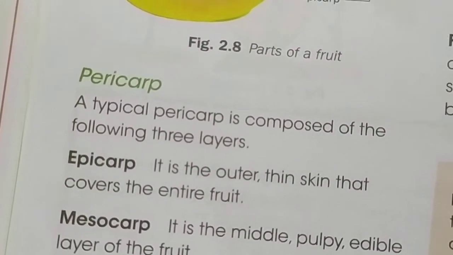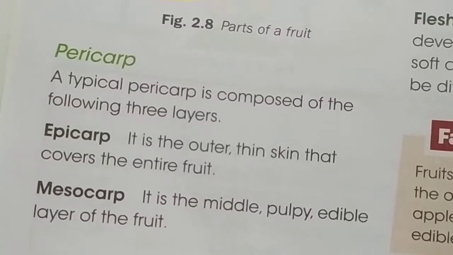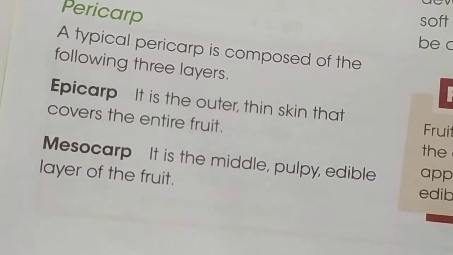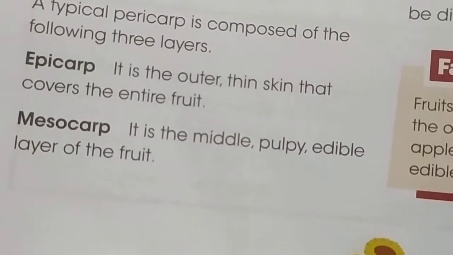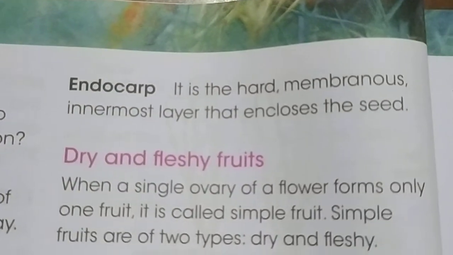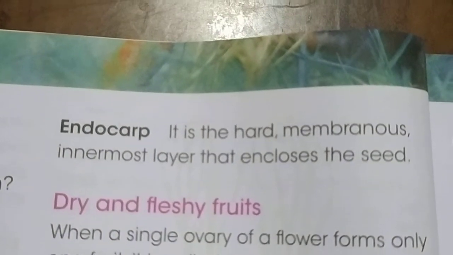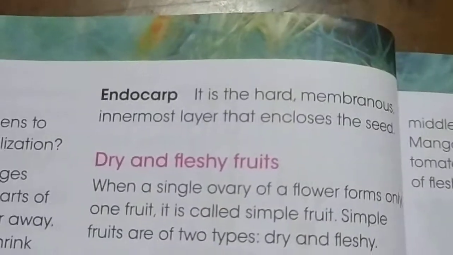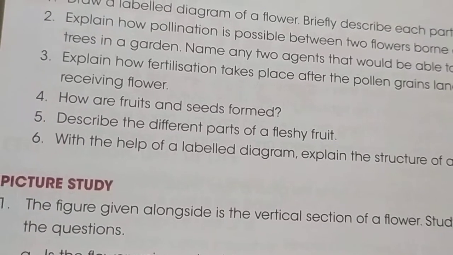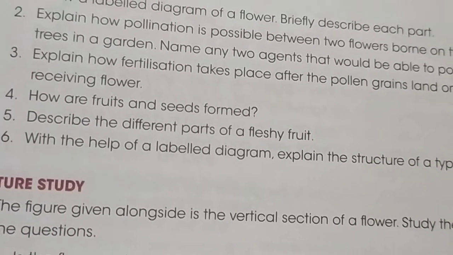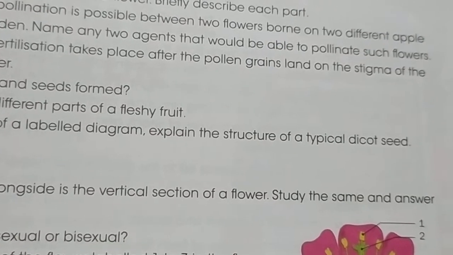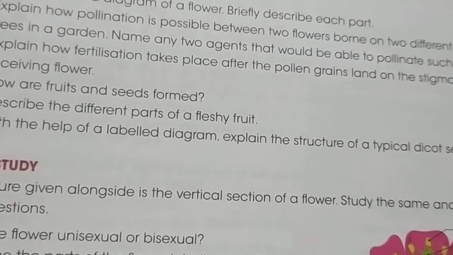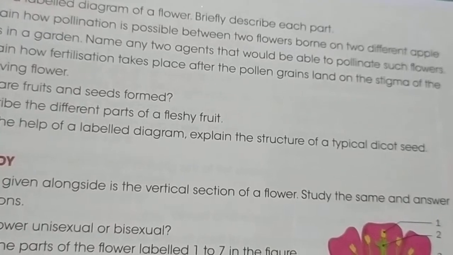Then pericarp is composed of 3 layers: epicarp, the outer thin skin that covers the entire fruit; mesocarp, the middle pulpy edible layer of the fruit; and endocarp, the hard membranous innermost layer that encloses the seed. Up to seed you can write. Okay. Now the last question number 6. With the help of a labelled diagram, explain the structure of a typical dicot seed. With a diagram you have to explain the structure of a dicot seed.